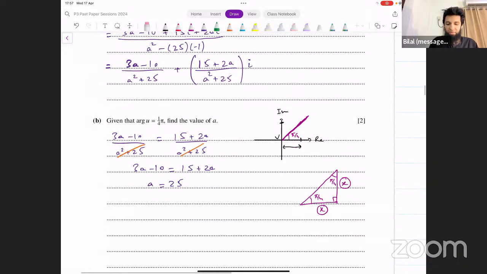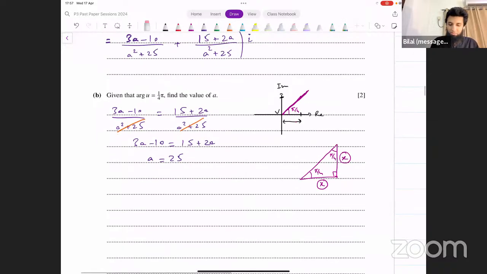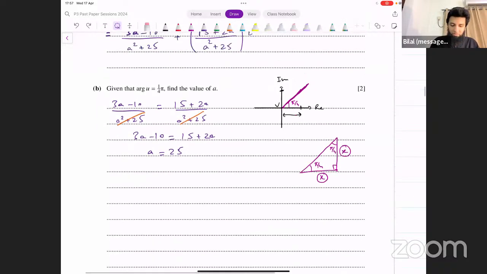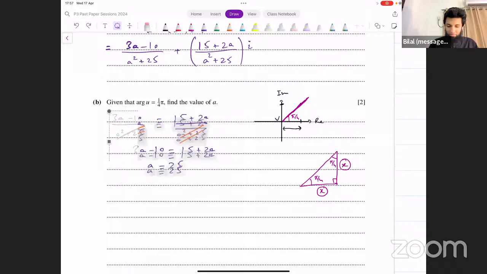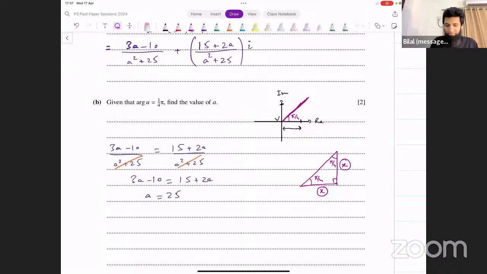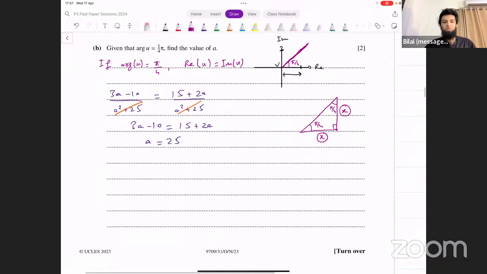We wrote the first line by equating these two. Basically, what we're doing is we're saying if argument of u is pi over 4, what that means is the real part of u is going to be the same as the imaginary part of u. That's all that we're doing. We're just equating the real part and the imaginary part, since the argument is pi over 4. Okay, I hope that makes sense. Let's move on.